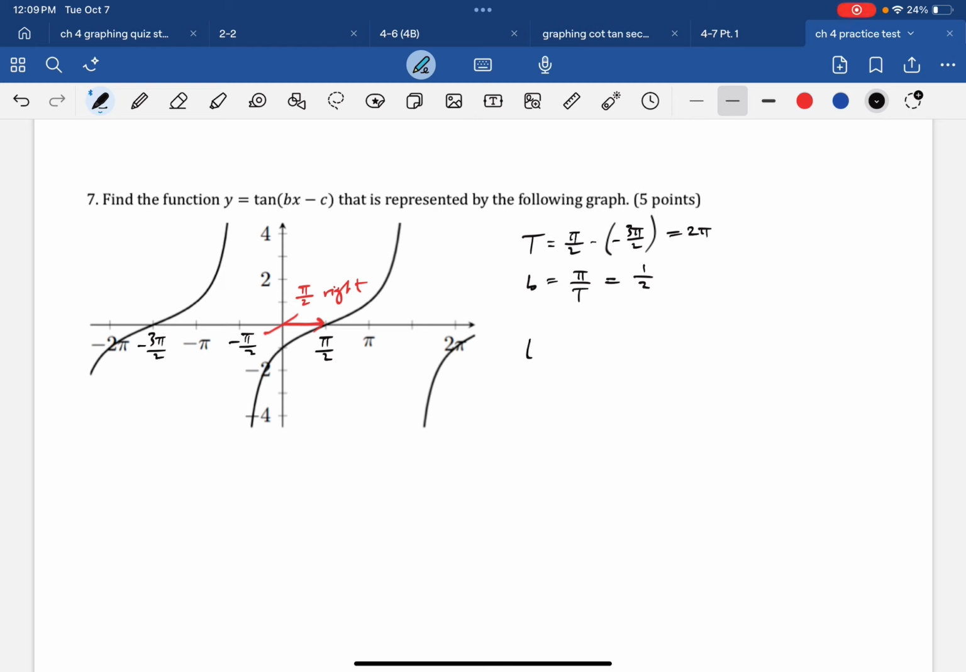Therefore, my final function is tangent of 1/2 times x minus pi over 2. Note that it's a minus sign because it's a shift rightwards. And notice how I have this factored form, because without the factored form, I'm not going to have the horizontal shift calculated correctly. So my final answer is going to be tangent of x over 2 minus pi over 4.